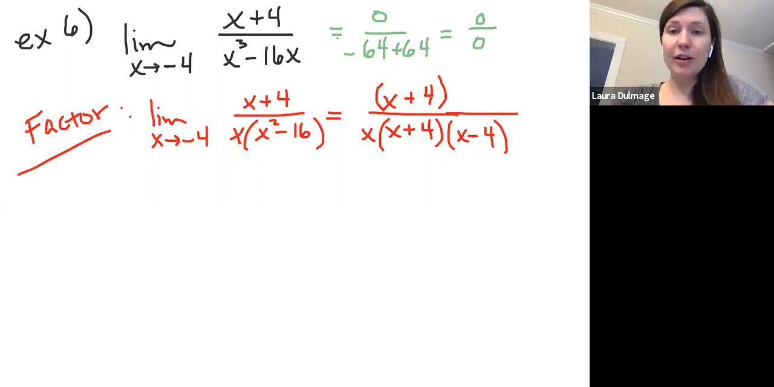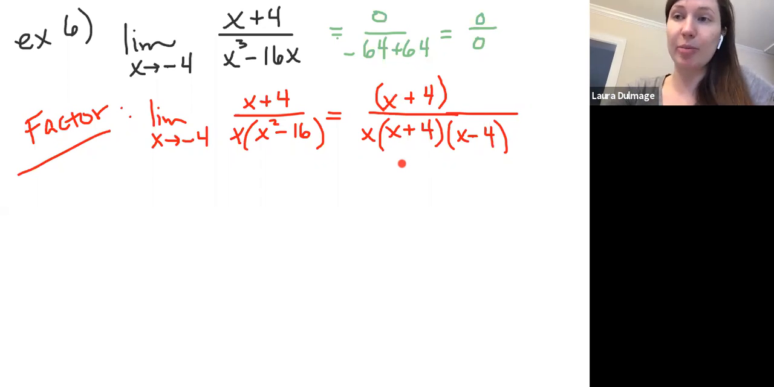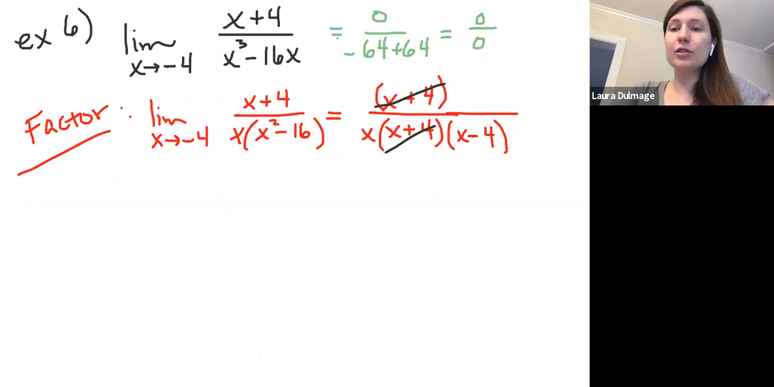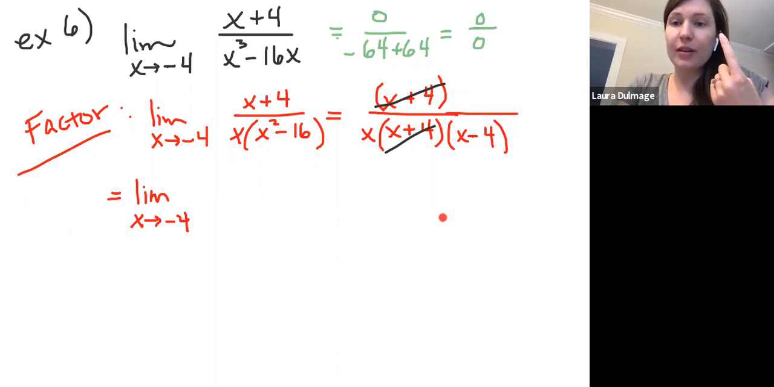Canceling will eliminate our issue, right? If we were to plug in -4, this gives us an issue because it gives us 0, and this factor gives us 0 when we plug in -4. They cancel. So let's look at what we're left with. We're left with the limit as x approaches -4. This numerator still exists. Anything divided by itself cancels out to 1. So we have a 1 in our numerator still. Don't forget that.